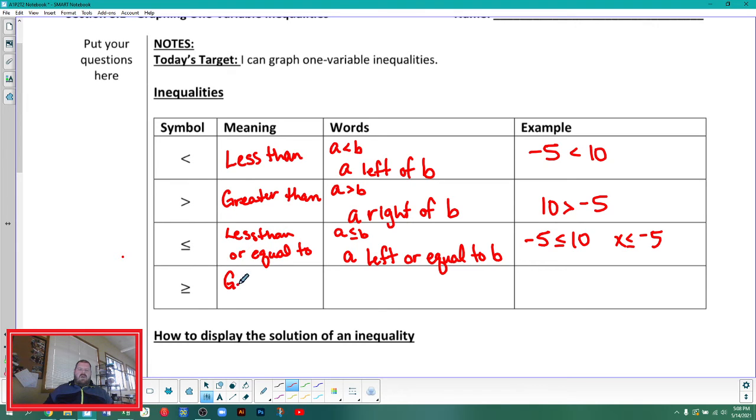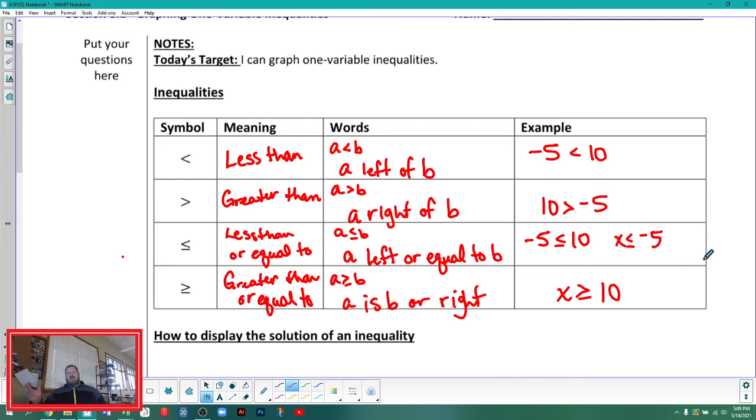The last one is greater than or equal to. And you kind of get the idea here. If A is greater than or equal to B, A is B or bigger, or further to the right on a number line. So a better example here would be x is greater than or equal to 10, which would show us either x is 10 or 11 or 12 or 13 or so on.